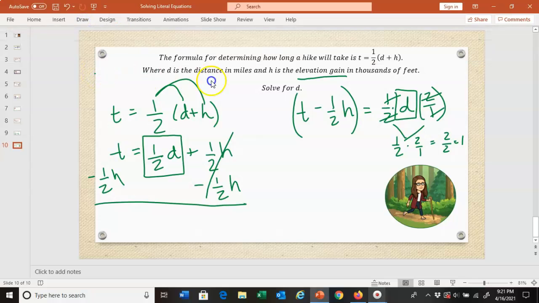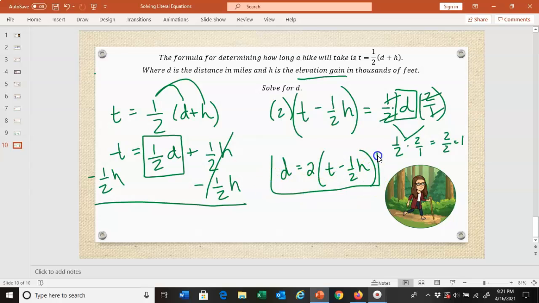All right, so once we had fun crossing all those out, we're also going to multiply this side by 2. Remember, you have to multiply both sides by the same thing to keep it fair. So we're going to end up with little d equals 2 times all of this. And I'm going to leave it like this because technically that is the most simplified. You might have some people tell you to distribute it, and it's not a terrible idea. We'd have 2t minus h, actually, because those 2's would cancel.